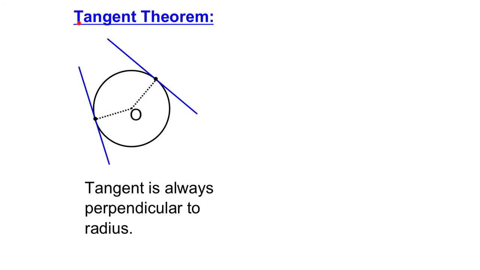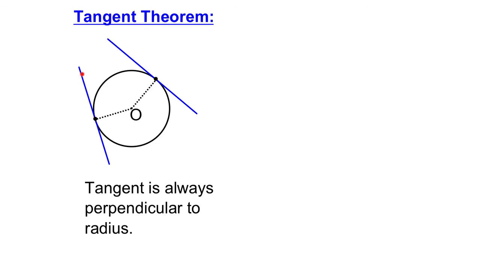Now let's talk about the tangent theorem. Okay, so here I have a circle. O represents the origin or the center of the circle. Here's a radius. Here's a radius. This blue line is a tangent, so it meets the circle only at one point. And this is also a tangent. It meets the circle only at one point.